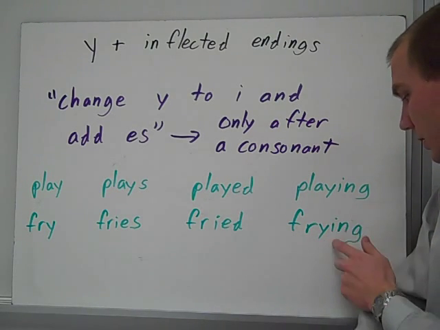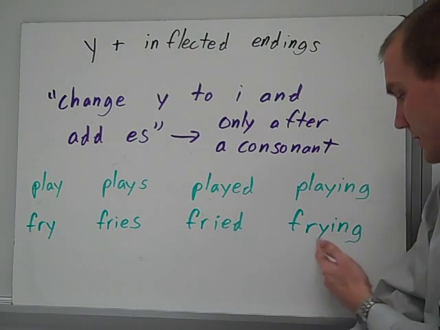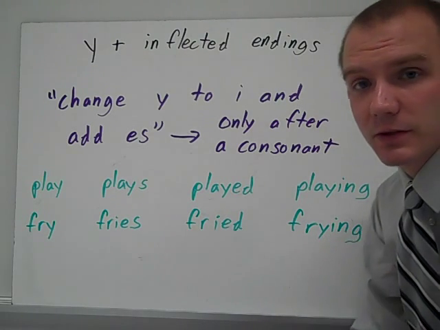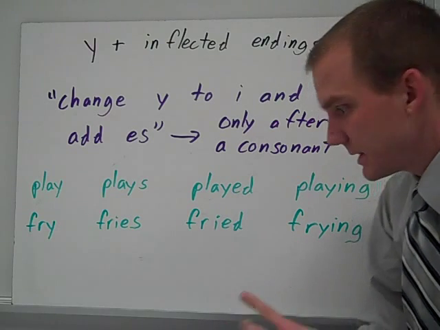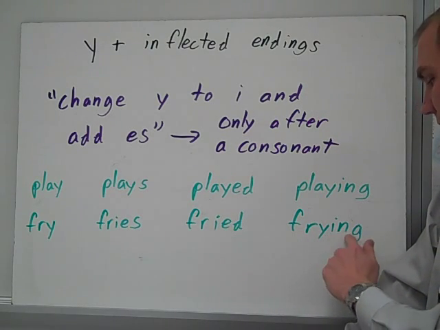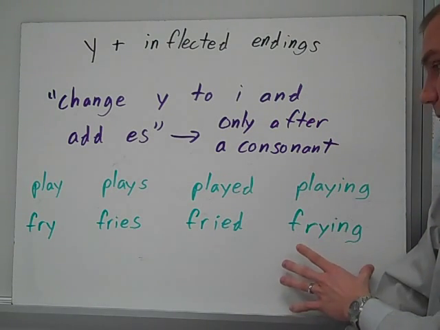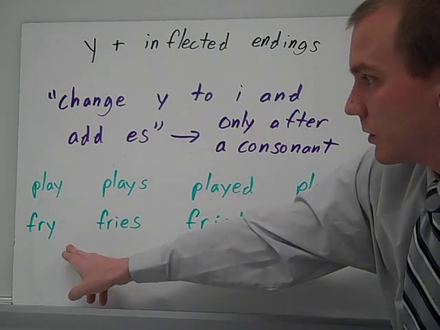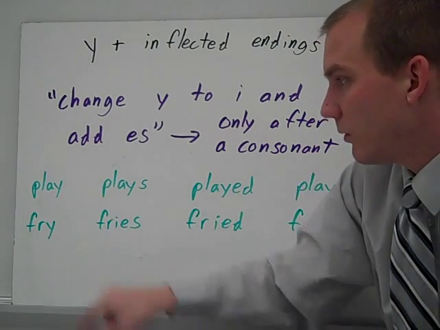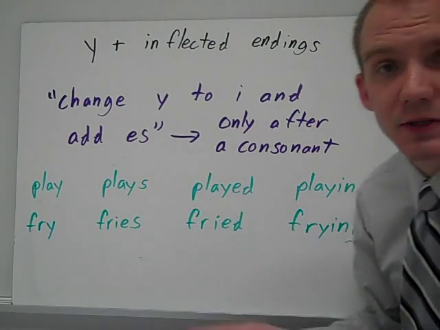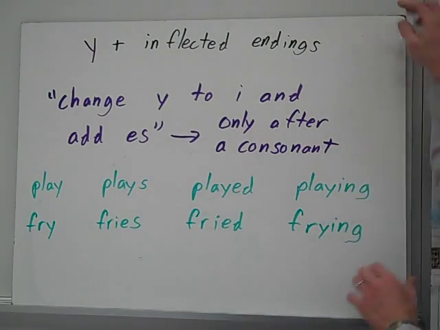The reason is, with all ings, you don't want to have two i's in a row. It's very, very rare. I think there's only a couple words in English that have two i's. So you keep the y and you just add ing. So the ings are simple. Meaning, really, if you can learn the base word and the pattern, either consonant y or vowel y, you should be able to predict how to spell all the inflected endings.